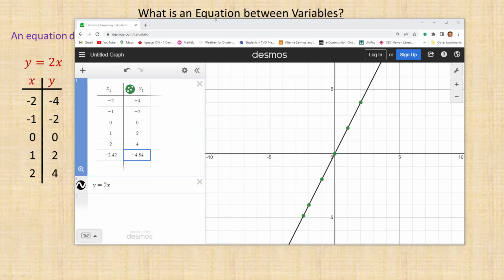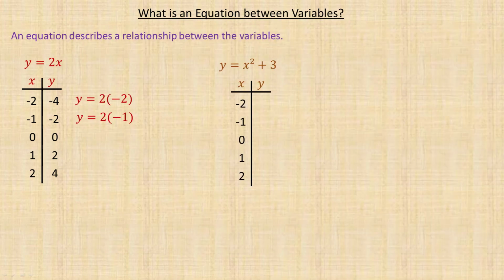So let's get rid of this. So let's take a look at another one, a different kind. Okay, so a different kind of equation. Notice this one has a square in it, y equals x squared plus 3. So this means that for every point on this relation, the y-coordinate, the y value, is the x-coordinate squared plus 3. So for example, if I substitute, and I'm going to use -2 to 2 again.